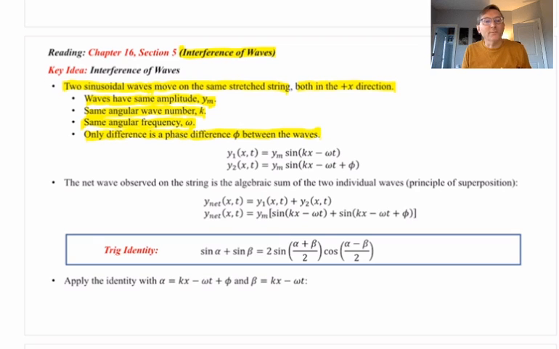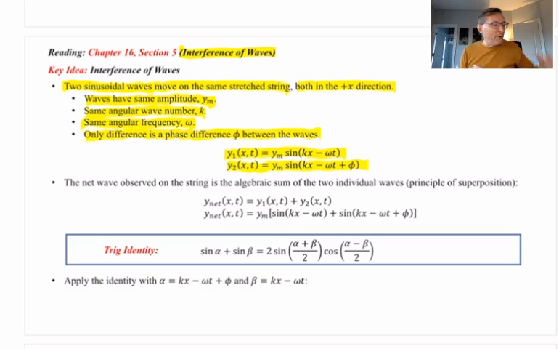Here are the two waveforms, the actual wave functions for the two sinusoidal waves. We're going to label them y1 and y2, both functions of x and t. For wave 1, the waveform y1 of x and t is y max sine of kx minus omega t. Standard form we're using for a sinusoidal wave in this chapter. The second wave, y2, is the same in every respect except it also has a phase angle phi. y2 of x and t is equal to y max sine of kx minus omega t plus phi.